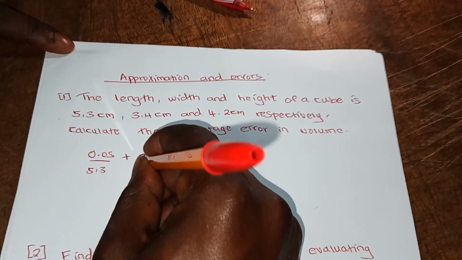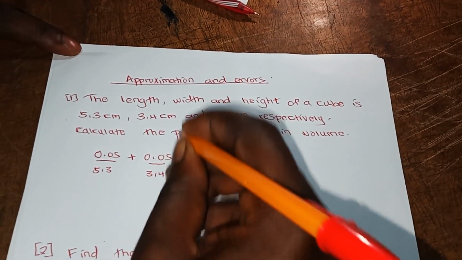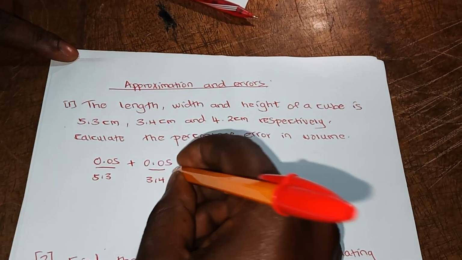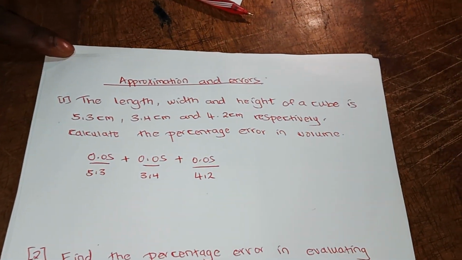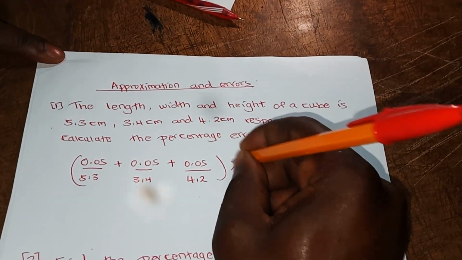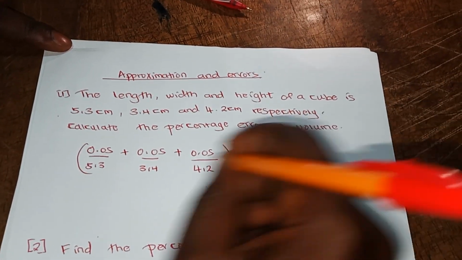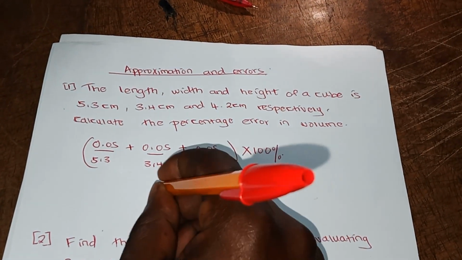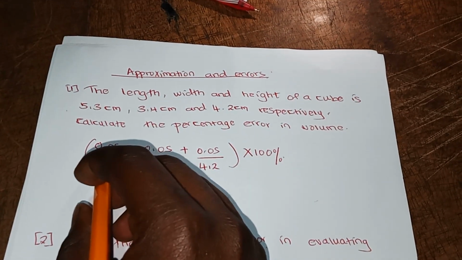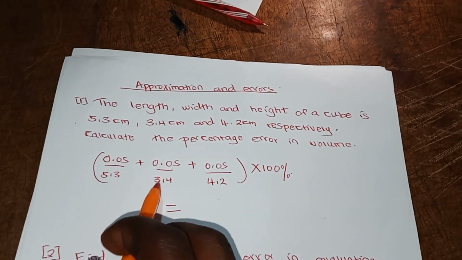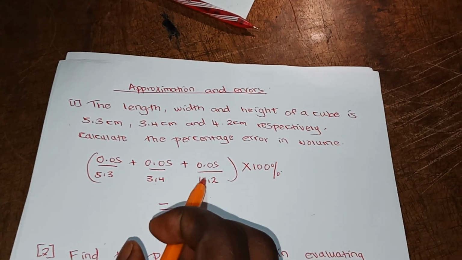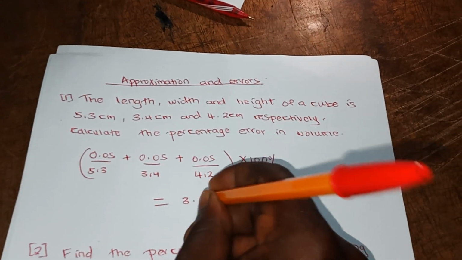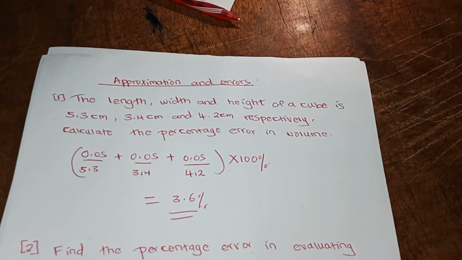Now you are dividing with 3.4 plus 0.05, you are dividing with 4.2. The whole of this one I'm multiplying with 100%. If I solve this one here, I just put it directly on the calculator. I'm going to get, if I take 0.05 over 5.3 plus 0.05 over 3.4 plus 0.05 over 4.2 times 100%, is going to give me 3.6%. And that's the correct answer.